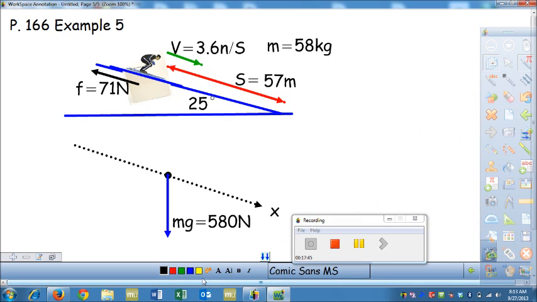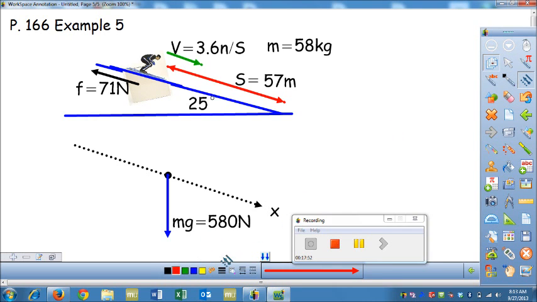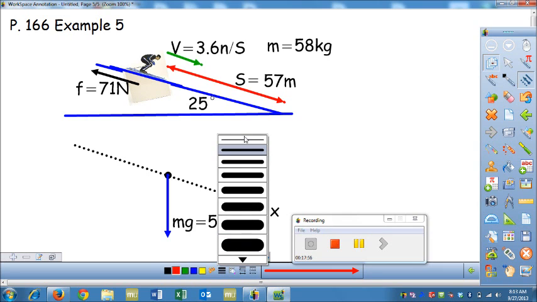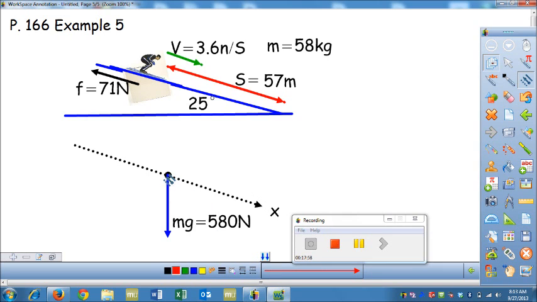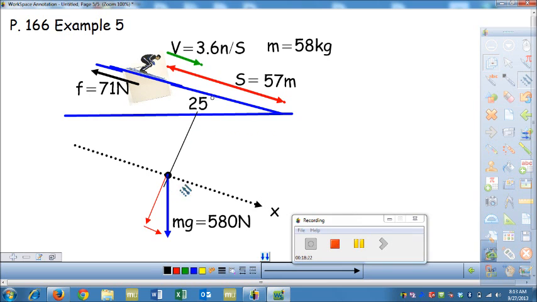So let me take, say, red. I'm going to make a line, red, and maybe a little thinner. Okay, so there is one component of that force going this way, and then there's another component going this way. And you can kind of see that the 25-degree angle is really this angle right here.